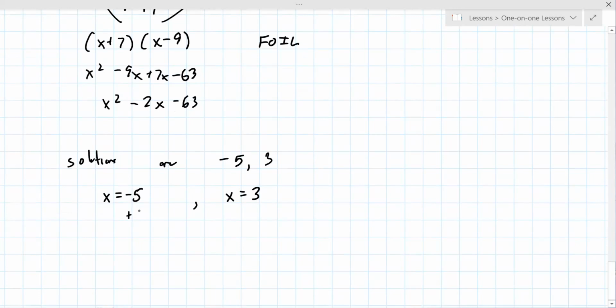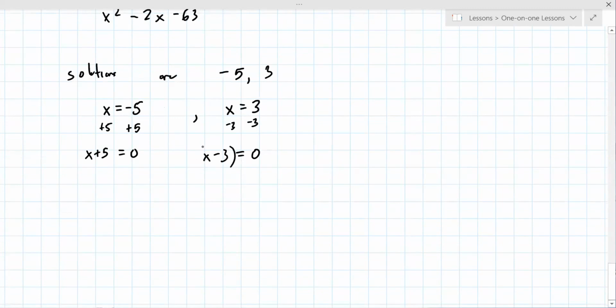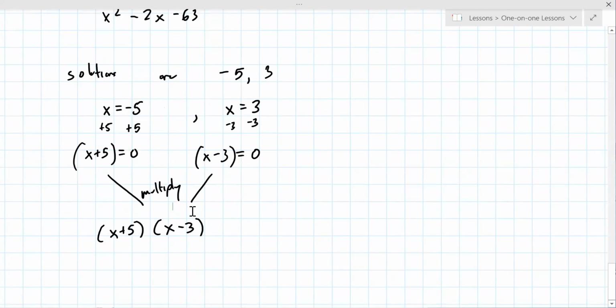Then you're going to move them to the other side of the equation. So it's going to be x plus 5 equals 0, subtract 3, x minus 3 equals 0. These become your two factors. And then you multiply them together, x plus 5 times x minus 3. So that's x squared minus 3x plus 5x minus 15.